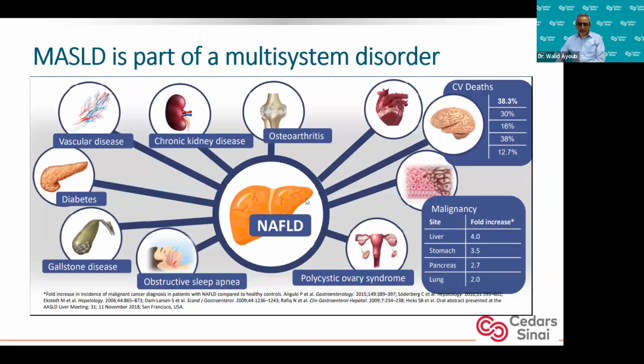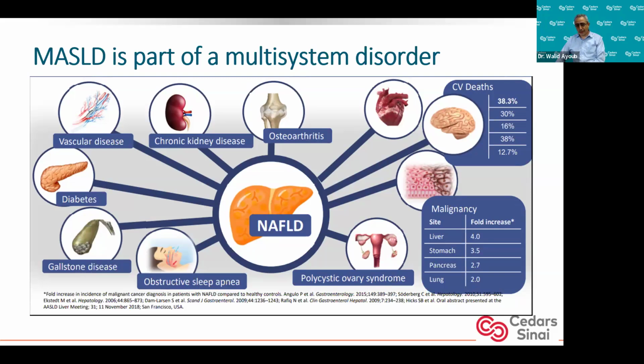So to look at it in a different way, we know now that fatty liver, or MASLD or NAFLD, is a part of a multi-system disorder where insulin resistance is dominant. So it's not surprising that patients with NAFLD also tend to have other diseases or symptoms of this multi-system disorder. We know there's a good association, an increased incidence of obstructive sleep apnea in patients with NAFLD. They tend to have more gallstones. In women, there is more polycystic ovary syndrome incidence.